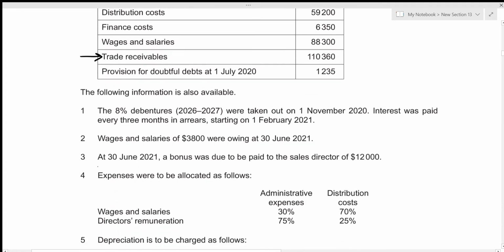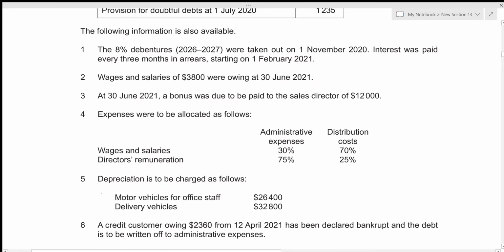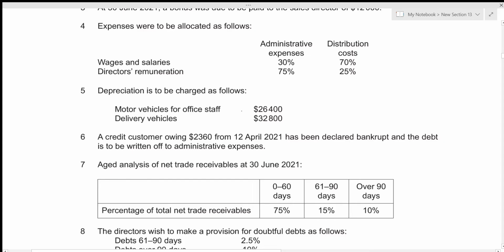Then let's have a look at the additional set of information. The first one concerns debentures. Second one is for the wages and salaries. Then we have information relating to bonus. Then we have expenses to be allocated to administrative and distribution costs. We have depreciation. For the sixth item, we have a credit customer owing 2360 from 21st April 2021 had been declared bankrupt and the debt is to be written off. So this is a bad debt. So obviously, if we're calculating the provision for doubtful debts, we first need to subtract the bad debts from our trade receivables balance and then multiply it with the rate of the provision for doubtful debts.